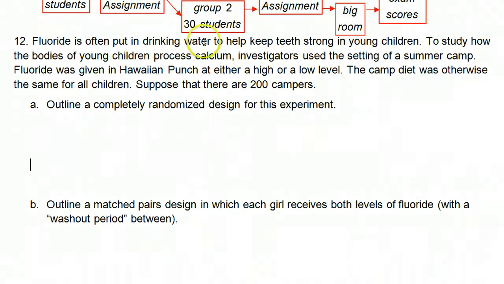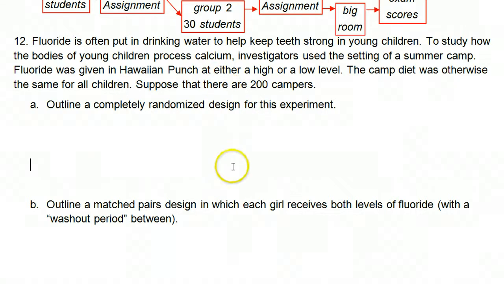Fluoride is often put into drinking water to help keep teeth strong in young children. To study how the bodies of young children process calcium, investigators used the setting of a summer camp. Fluoride was given in Hawaiian Punch at either a high or low level. The camp diet was otherwise the same for all children. Suppose that there are 200 campers.